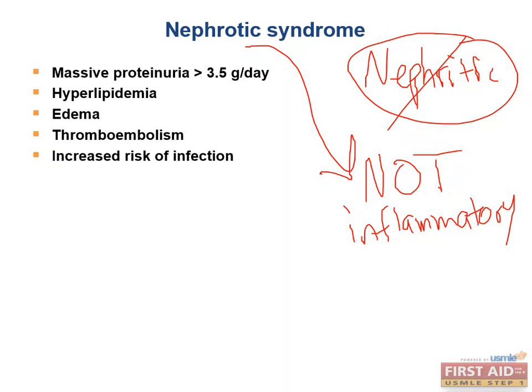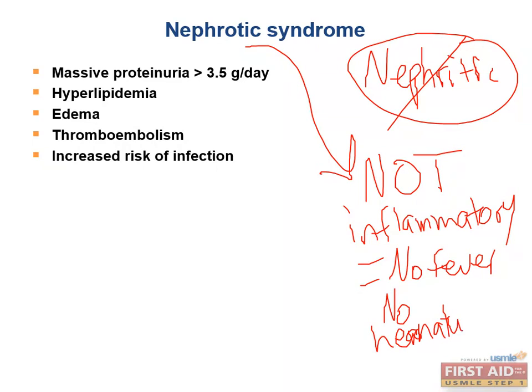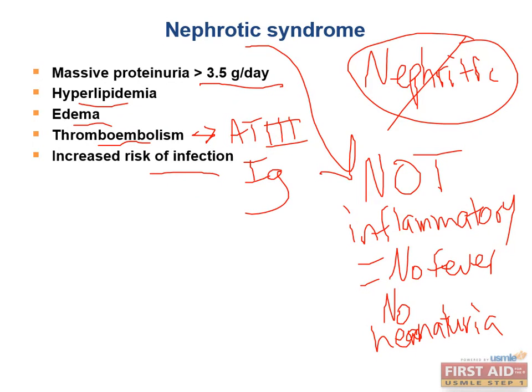Now, what does that mean? There's usually no fever and no hematuria. Instead, there is massive proteinuria greater than 3.5 grams per day, hyperlipidemia, severe clinical edema, and increased risk for thromboembolism due to urination of antithrombin 3, and increased risk of infection due to urination of immunoglobulins.